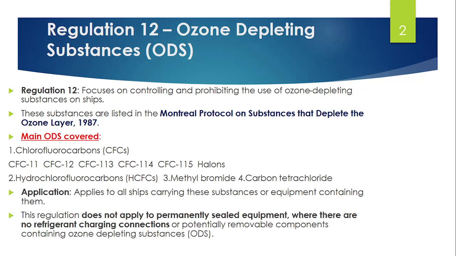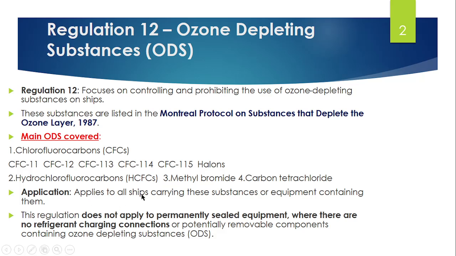So now let's jump to MARPOL Annex 6 Regulation 12, ozone depleting substances. In 1987 a meeting took place under the Montreal Protocol where they discussed ozone depletion and its rules and regulations. They found that the ozone depleting substances such as CFC 11, 12, 113, 114, 115, halon, hydrofluorocarbon, methyl bromide and carbon tetrachloride are the main reasons for depleting the ozone. So they want to limit the emission from the earth into the atmosphere, and they came up with Regulation 12.